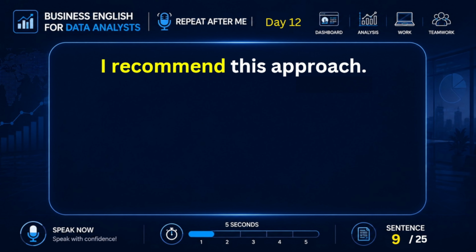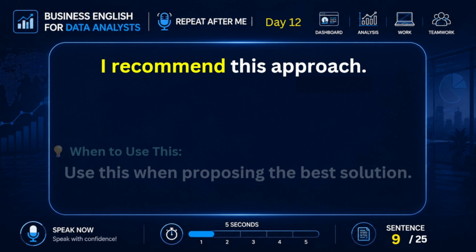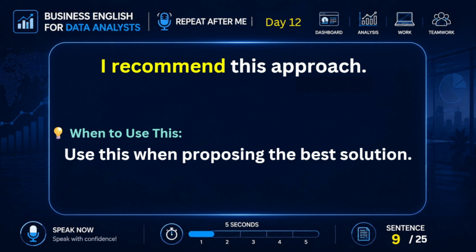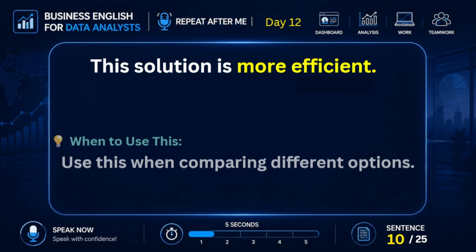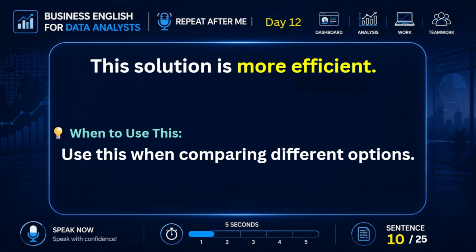I recommend this approach. Use this when proposing the best solution. This solution is more efficient. Use this when comparing different options.